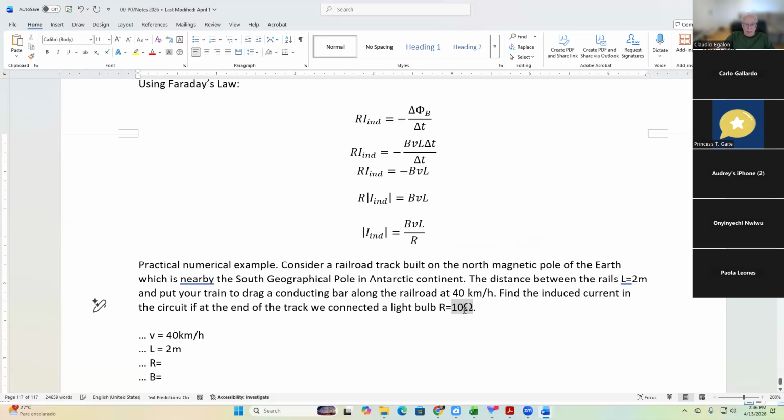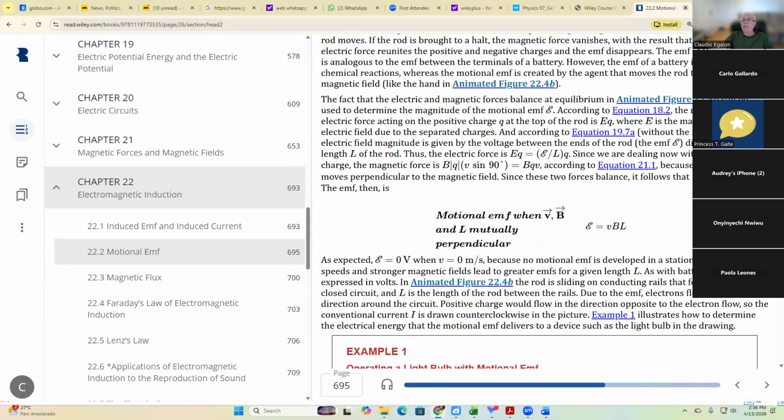And the magnitude of the magnetic field we can find out on the internet. By the way, the unit of magnetic field is the Tesla, right? Here you go. Let's take a look.